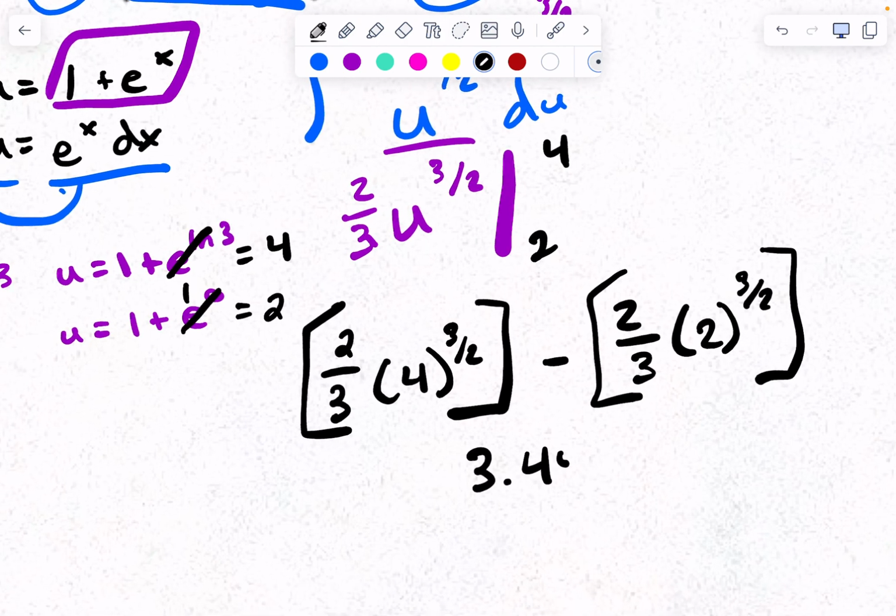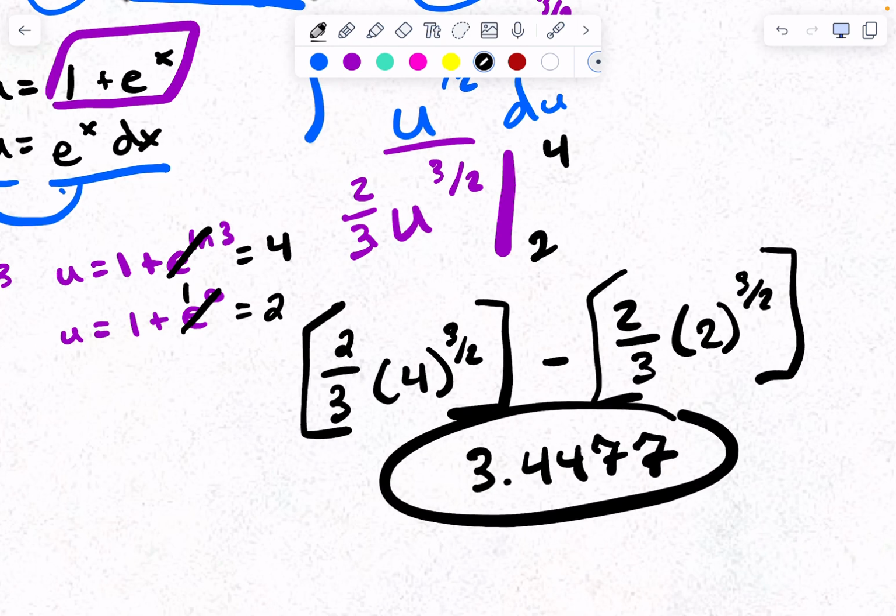3.4477. That's the final, or is that the first one? That's the first one. Oh, I'm joking. Okay, 3.4477. Good. What is Reese on today? I love it. Beautiful.